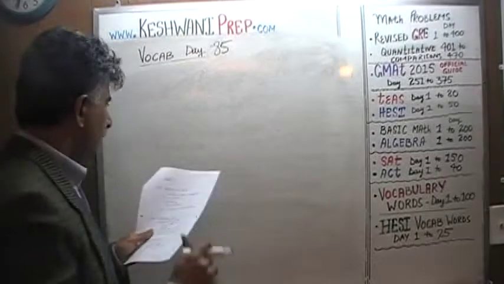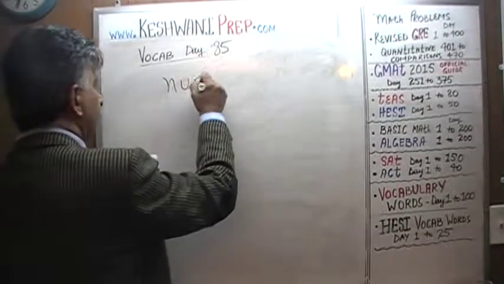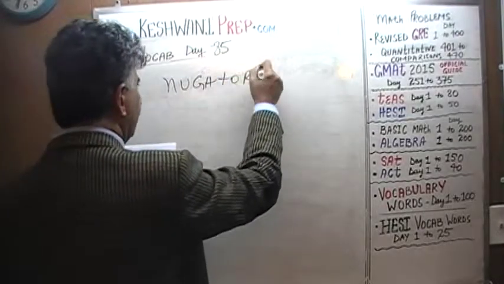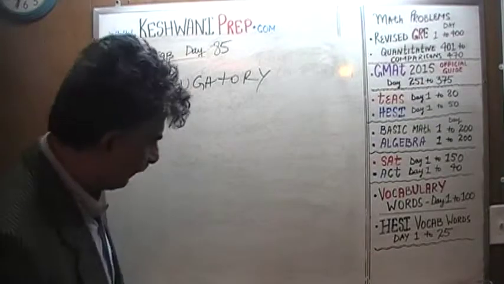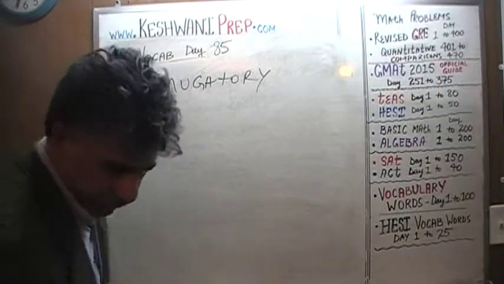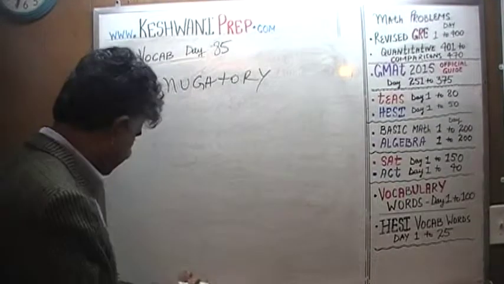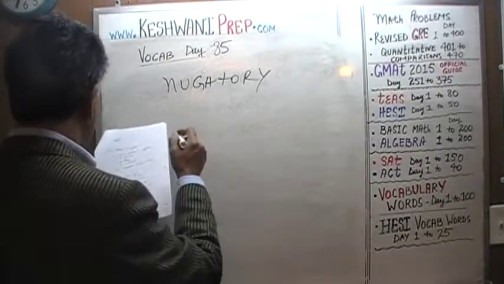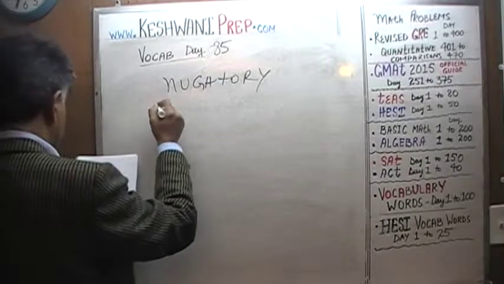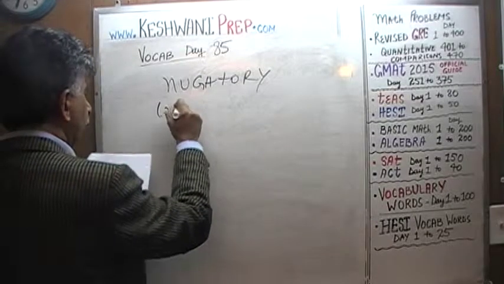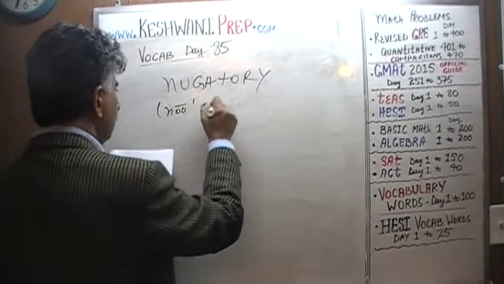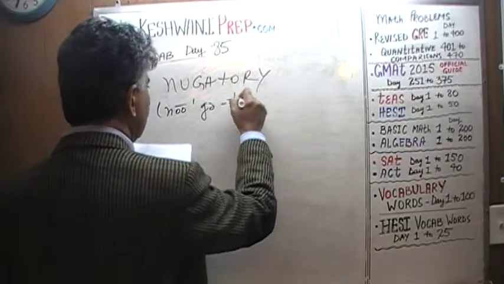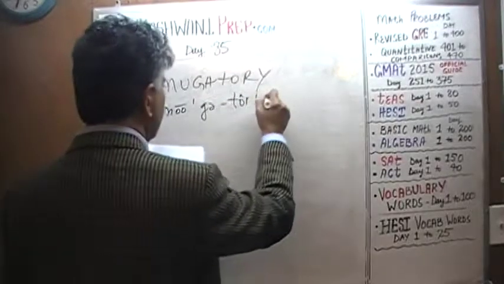The next word we're going to learn is... I think this marker is dying. I don't like it. Away so we don't pick it up again. The word is nugatory.